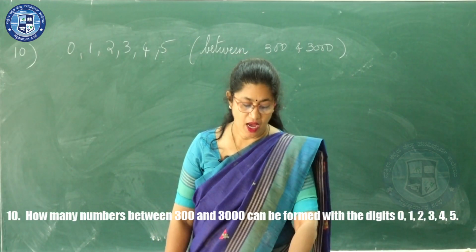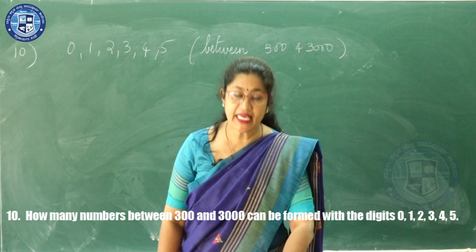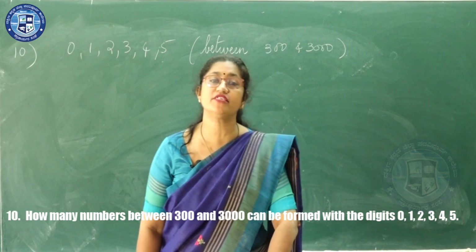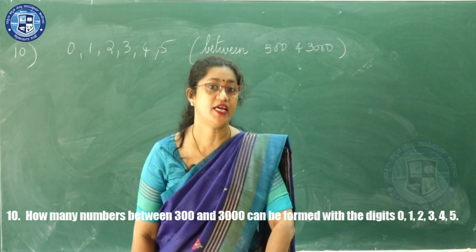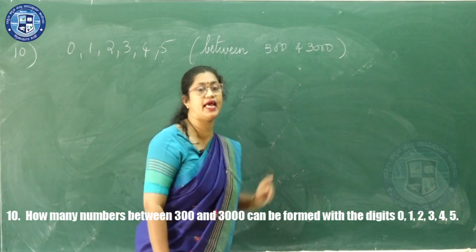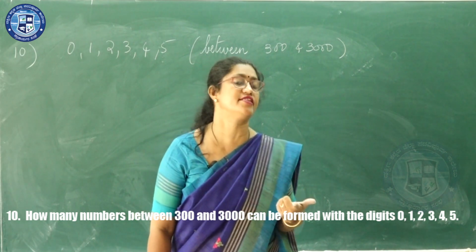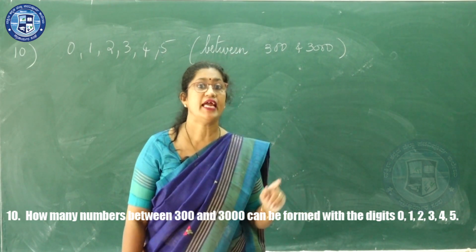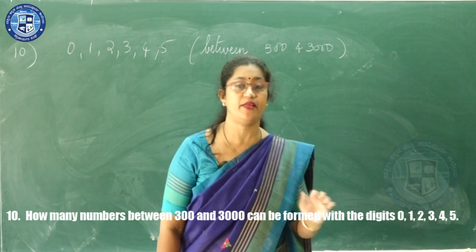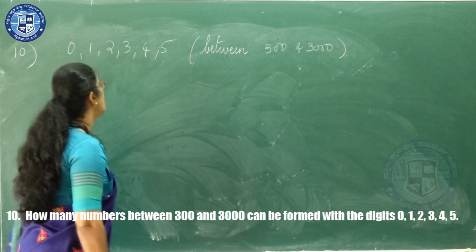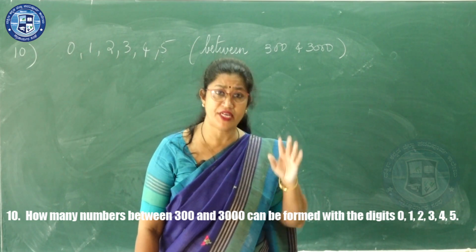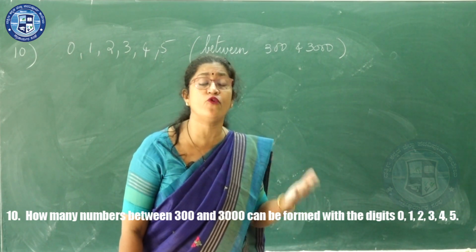Question 10. How many numbers between 300 and 3000 can be formed with the digits 0, 1, 2, 3, 4 and 5? Read this question carefully. One is, it says between 300 and 3000. So 300 and 3000 is not included. It does not say anything about digits cannot be repeated. That means we can repeat the digits. It does not even tell you how many digits. Now, till now you had all the questions where it said 3 digit, 4 digit, 5 digit.